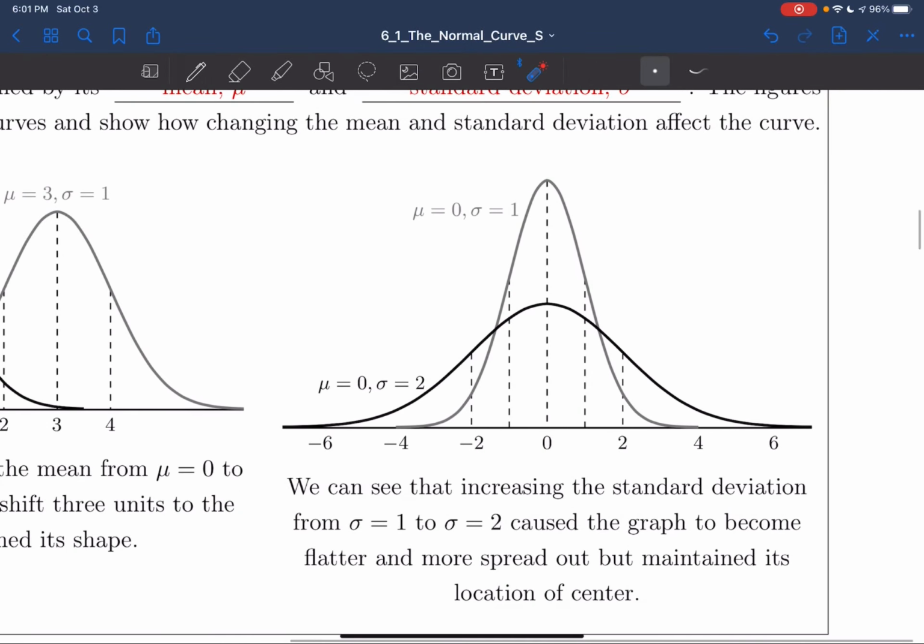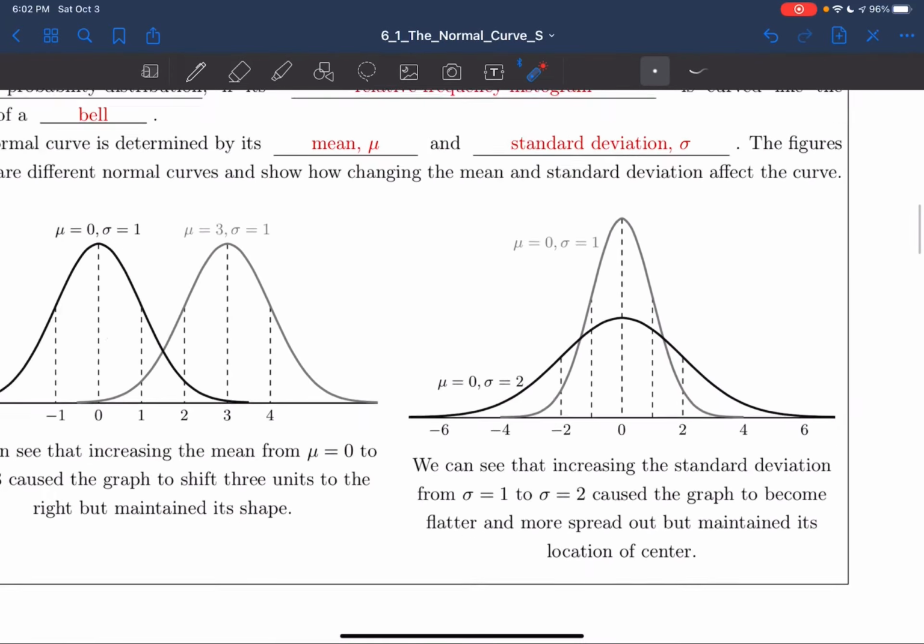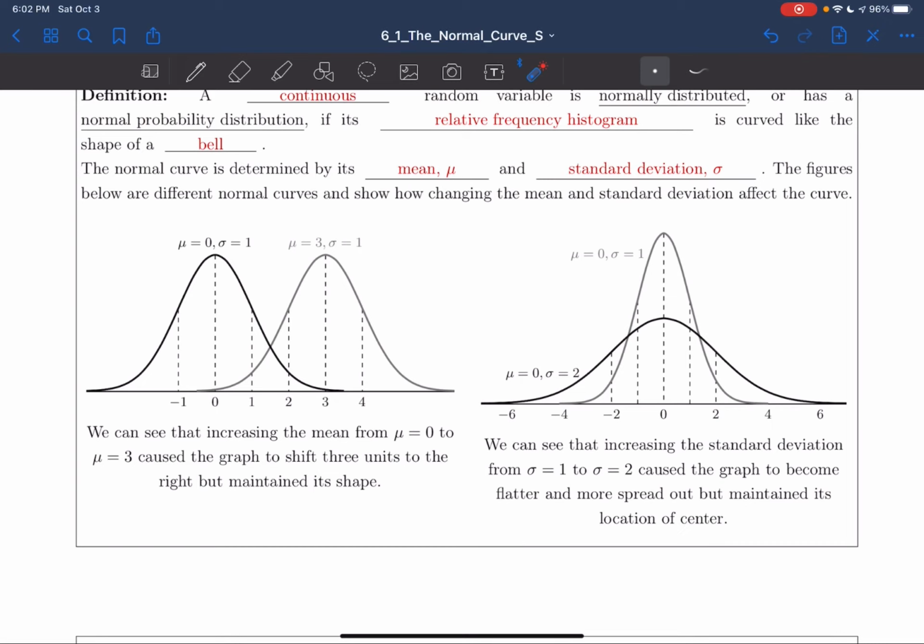But here, let's say you have a normal curve with a mean of 0 and a standard deviation of 1, and let's say I increase my standard deviation. Remember, standard deviation represents spread, the measure of spread in your data. So notice that if we increase our standard deviation, the bell-shaped curve will flatten out. It'll widen out because there's more spread in our data. So that's how increasing your mean or your standard deviation affects your graph.